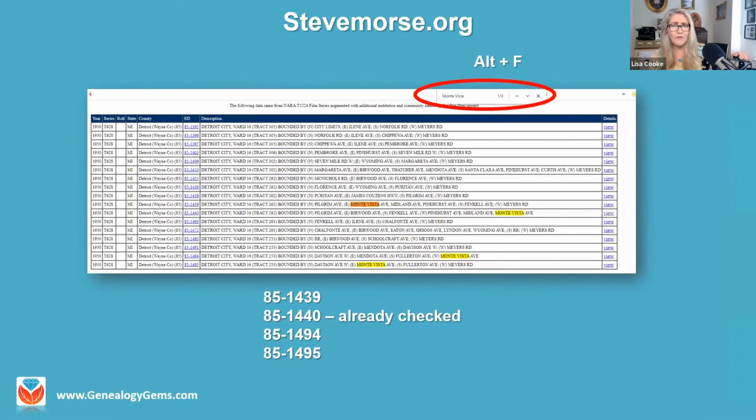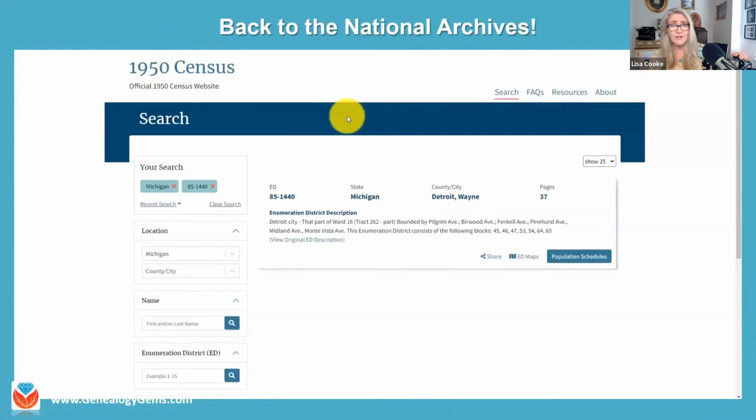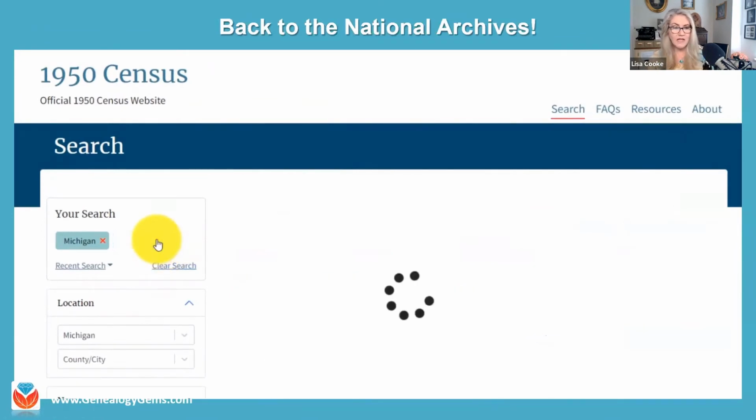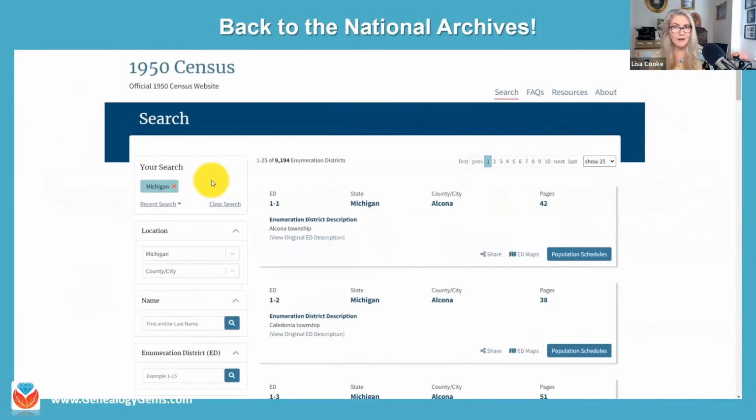And we know that there was a family right there on the page that he recognized. So back at the National Archives, I'm going to go clear my original ED number and come down here and add the ED number.